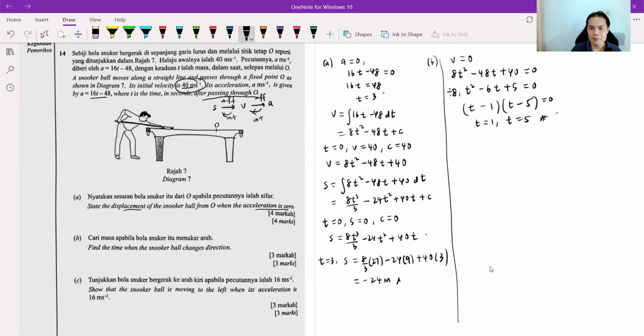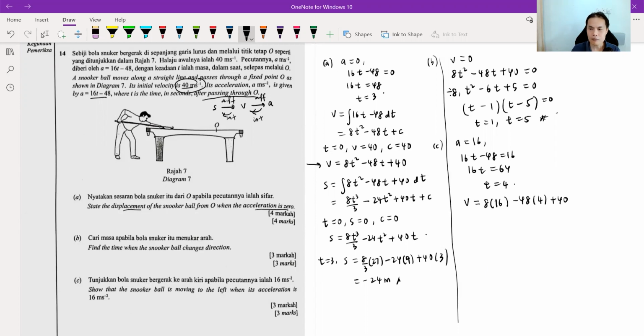Okay, lastly, part C. Show that the snooker ball is moving to the left when the acceleration is 16. So when your acceleration is 16, we need to find the time. 16t minus 48 equals 16. 16t is 48 plus 16, which is 64. t is 4. To know whether it's moving left or right, we just have to find the sign of your velocity. So we take this t value and sub inside your velocity function, 8 times 4 squared. 4 squared, I'll write 16 straight away. Don't write a lot of steps. 8 times 16 minus 48 times 4 plus 40.